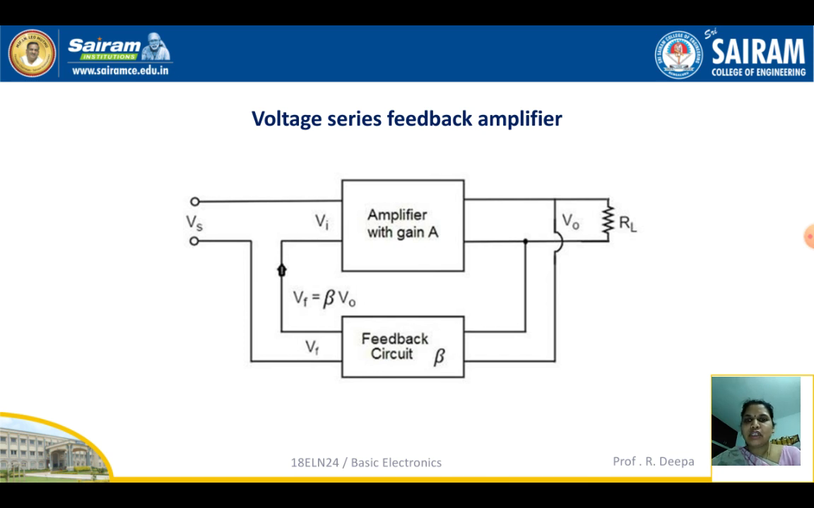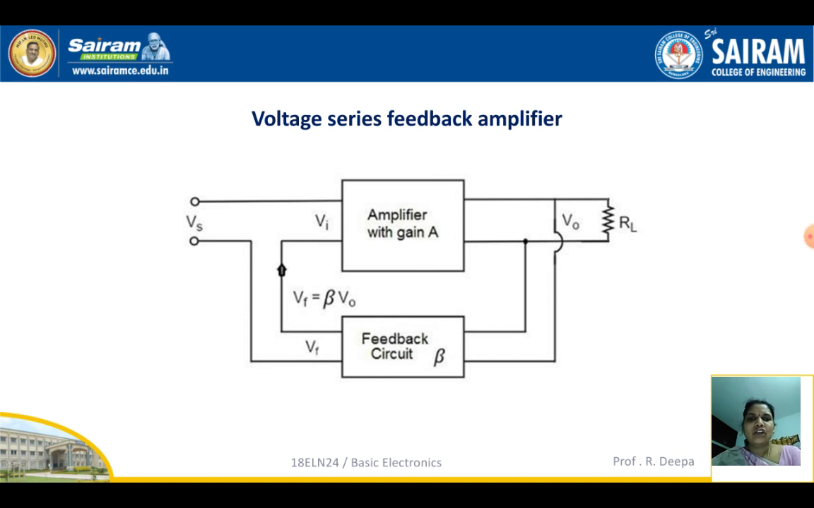So the input voltage Vs is fed as an input to the amplifier whose gain is represented as capital A, and the input to the amplifier is Vi, where Vi is the addition of the input voltage and the feedback voltage from the feedback circuit. The output voltage is represented as V0, and the output voltage is taken across the load resistance RL.